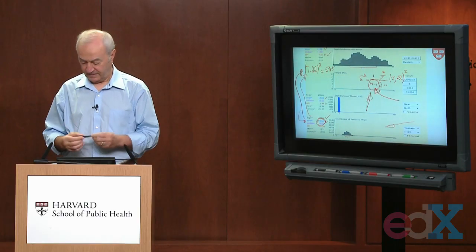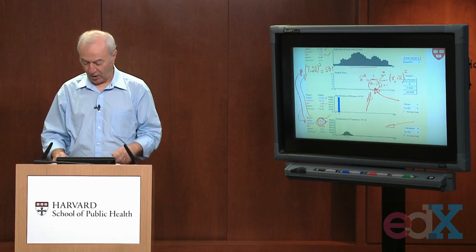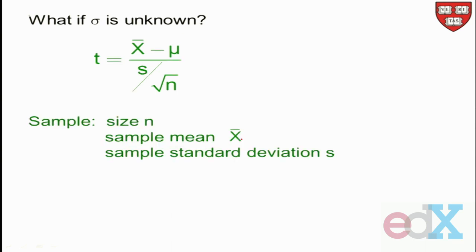So, promise met. So, what can we do? How do we incorporate all this now? So the answer to the question, what if sigma is unknown? Then take your z. If sigma is unknown, just plug in the sample standard deviation s instead of sigma. And that's how we standardize when we don't know sigma.